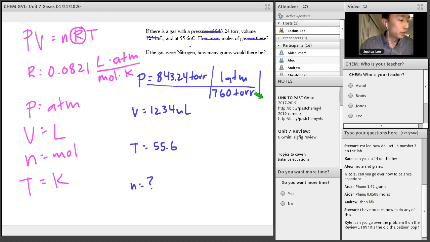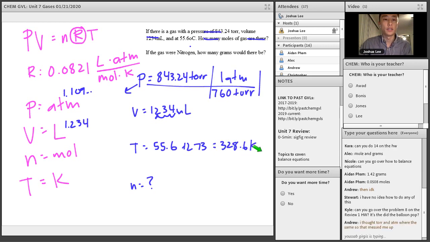So I have to change torr into atm, and that is 1.109 dot dot dot. So my new pressure is 1.109 dot dot dot atm. My volume, I just moved the decimal point over 3, so that's going to be 1.234. Temperature, I have to add 273, and that's going to get us to 328.6 Kelvin. And now we have to look for moles.